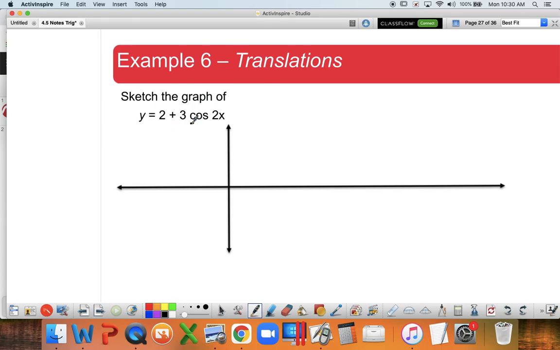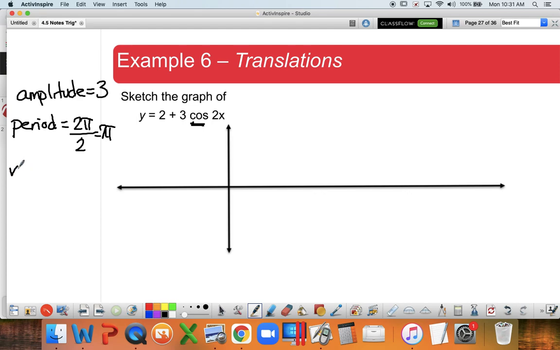So first, it's a cosine curve, right? I need to make sure I know that. My amplitude, that's 3, the number right in front of the word cosine. My period value, I'm going to take 2 pi divided by the number that's right in front of the x, which is 2. So that tells me my period is pi. So I'm going to have a lot more of these within a shorter period of time.